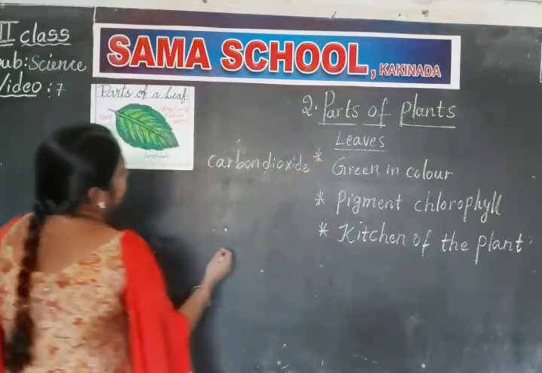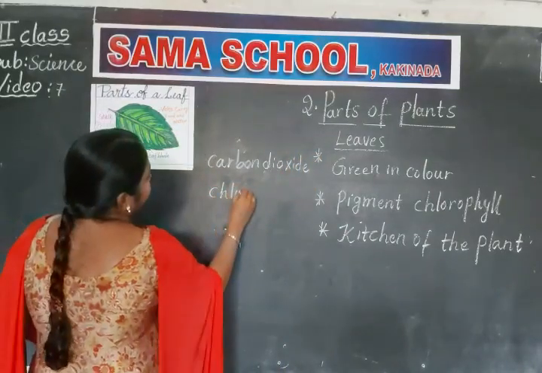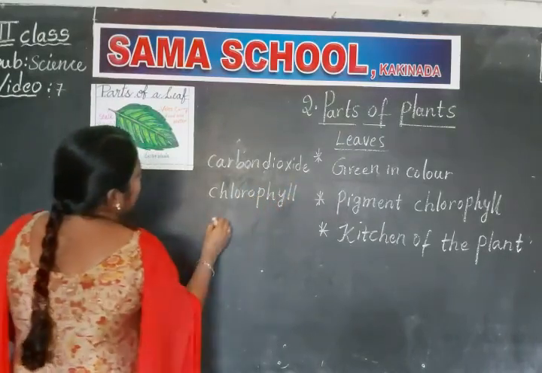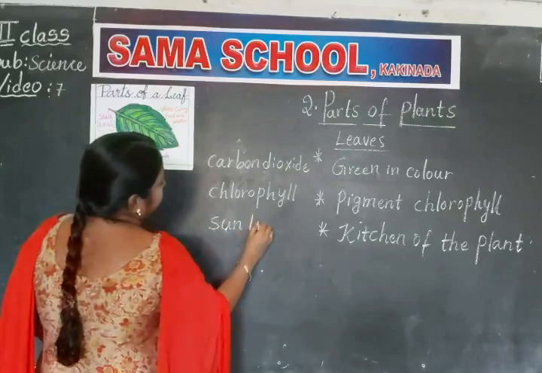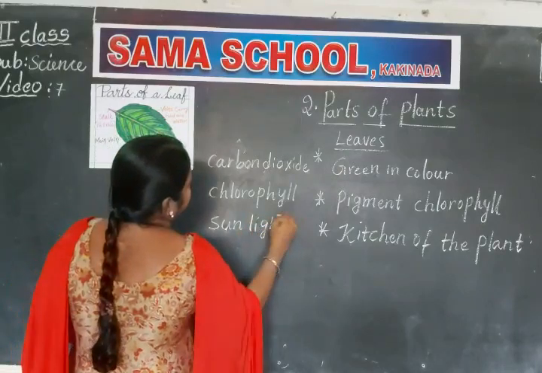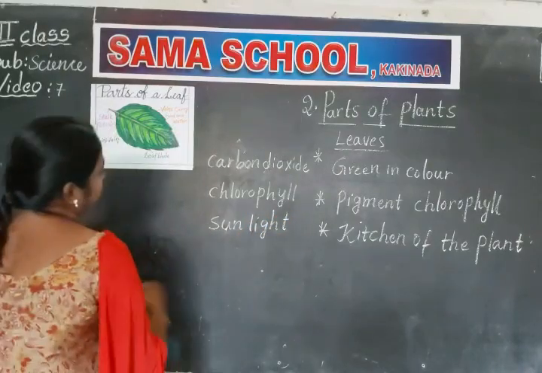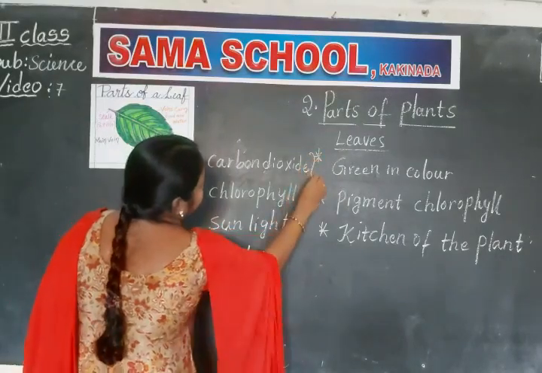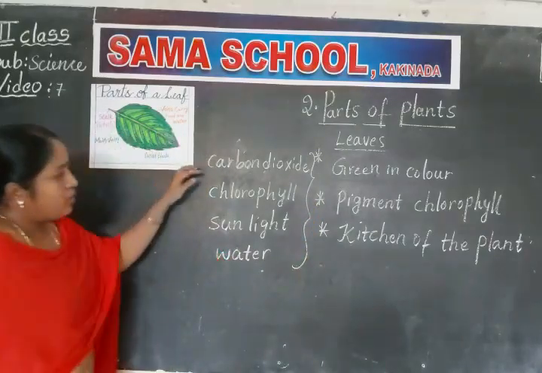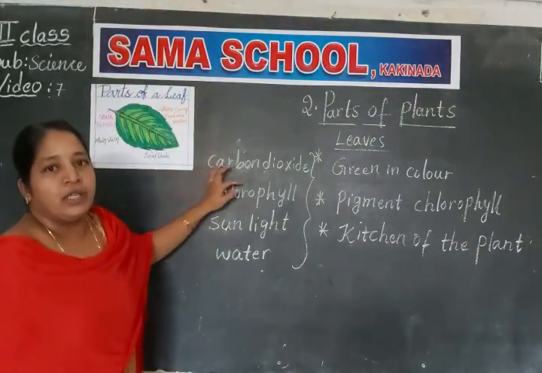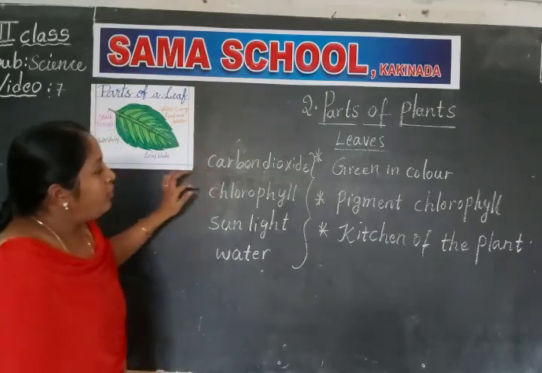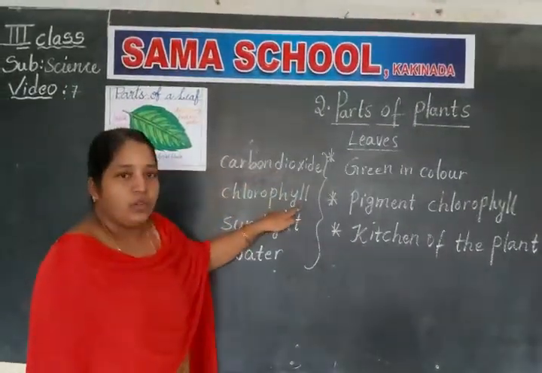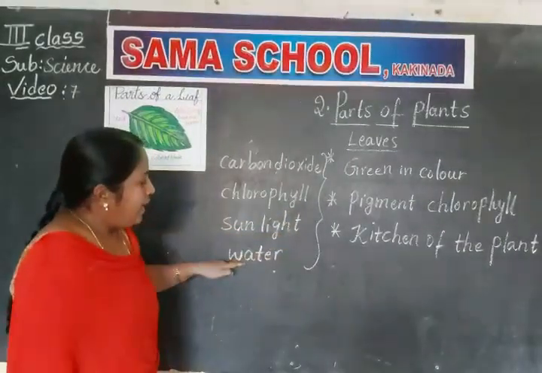Carbon dioxide. Next, chlorophyll. Sunlight. Water. These are the four things plants use, and they can prepare their own food material. One is carbon dioxide, and the others are chlorophyll, sunlight and water.